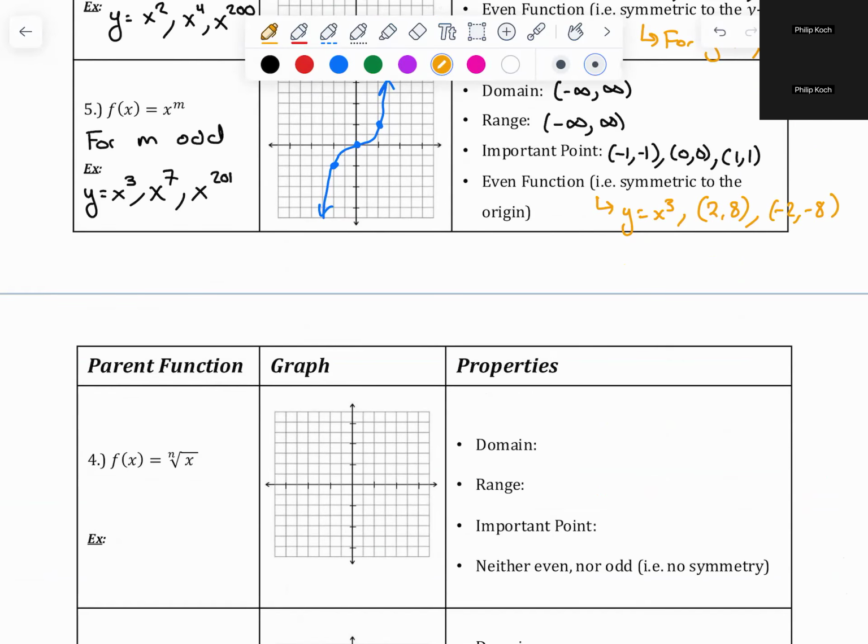If you have f of x equals the nth root of x, where n is even, so we're thinking y equals the square root of x, or the 10th root of x, or maybe even the 200th root of x. These always have the points (0, 0) and (1, 1). And they look like this, roughly speaking.